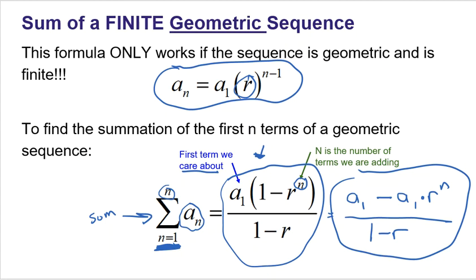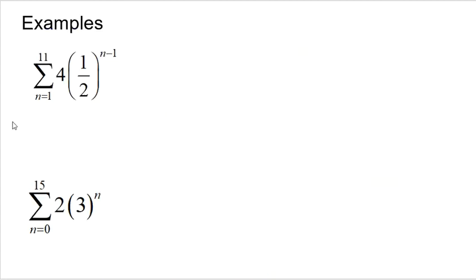So let's just jump in and look at some examples. All right, so this first example wants me to add together the first term all the way to the 11th term. Now, listen. There's nothing holding me back from plugging in 1, 2, 3, 4, 5, 6, 7, 8, 9, 10, 11, and getting my final answer. But that might take a little bit of time. So this is where the formula comes in handy.